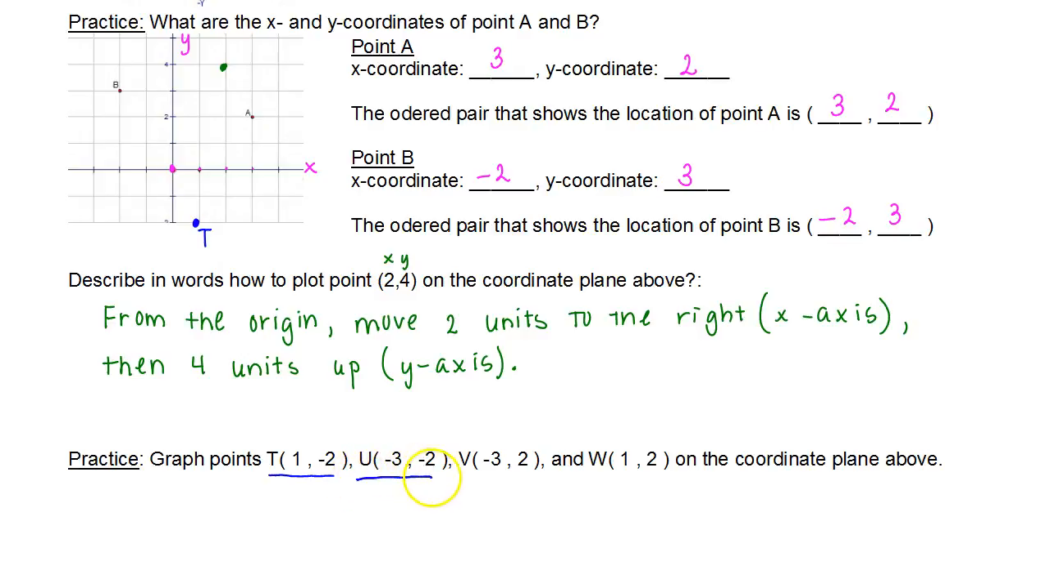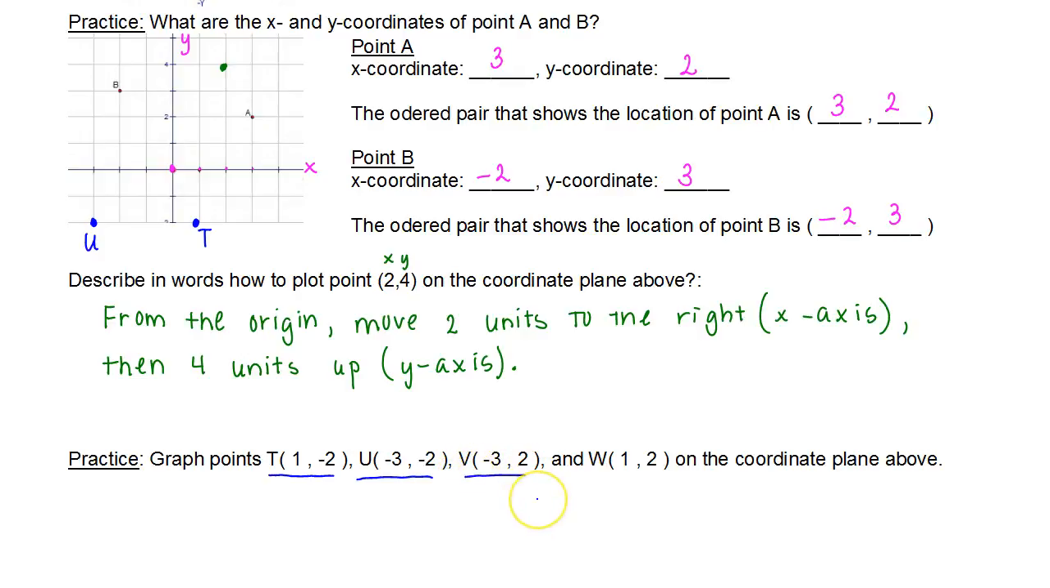Next is point U at -3, -2. So back to the origin, -3 is left 3 on the x-axis and down 2 on the y-axis. And so that would be point U in quadrant 3.